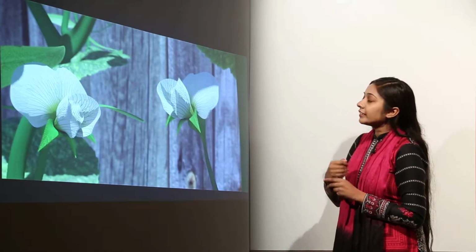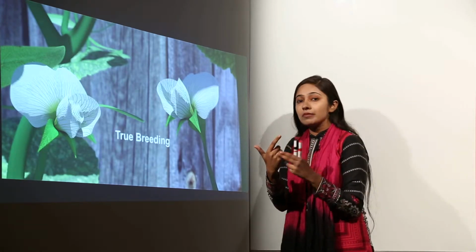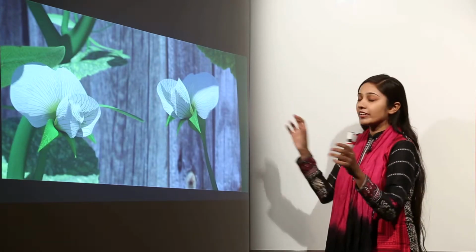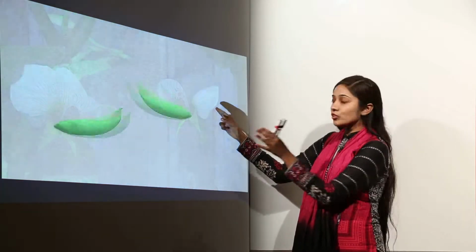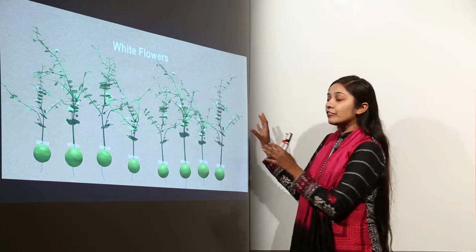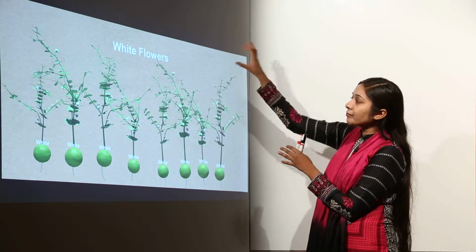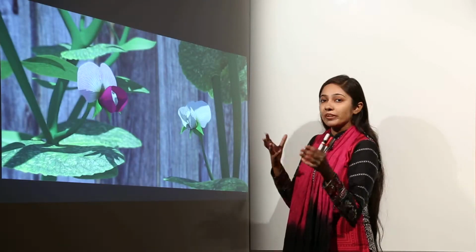Now, what Mendel did was he chose pure breeding experiments. The first experiment he did was the pure breeding, true breeding varieties, meaning the pollen from one flower goes to the other flower, and we have all the progeny having white flowers. So if the parents have white flowers, the progeny will all have white flowers. This was the true breeding experiment.